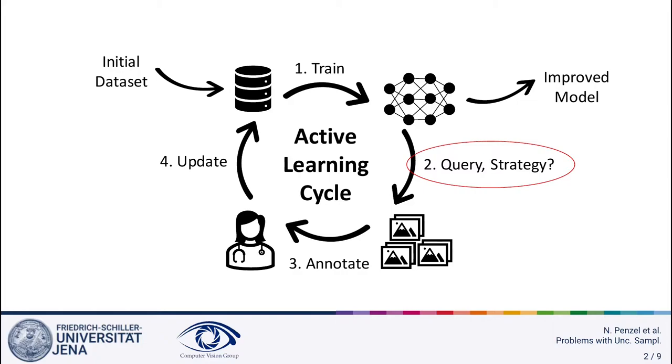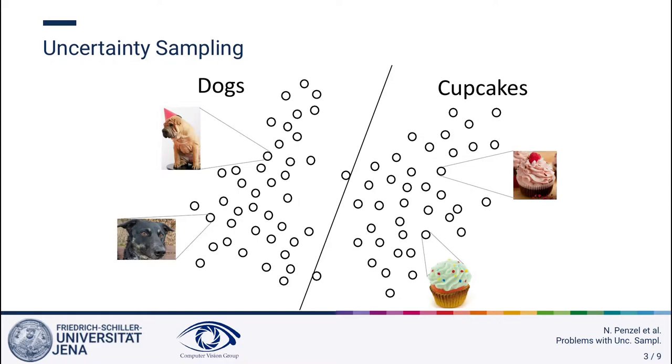I will introduce uncertainty sampling using this simple example of dogs versus cupcakes. As you can see, we have two classes, dogs and cupcakes, and we have some labeled images of both classes. We use these images to learn the decision boundary, displayed as the black linear function. Uncertainty sampling would now select the data points we are most uncertain about. In this case, these are the two data points closest to the decision boundary. As you can see, both data points are wrongly classified, and if one or both of them are labeled, we hopefully improve our classifier and in the end have a better model.